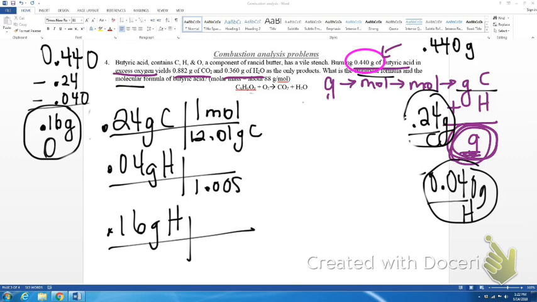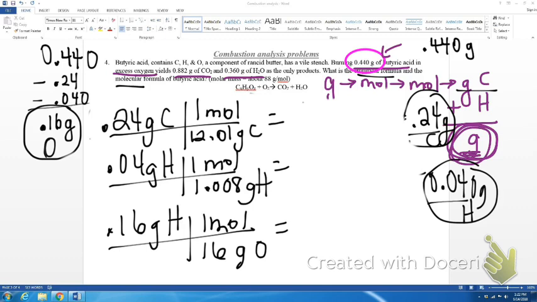So I'm dividing by the molar mass. And then 16 grams oxygen, 1 mole. This is just like your basic stoichiometry going back. Like I said, I like to call combustion analysis stoich with a twist. So this one comes out to be 0.01998.